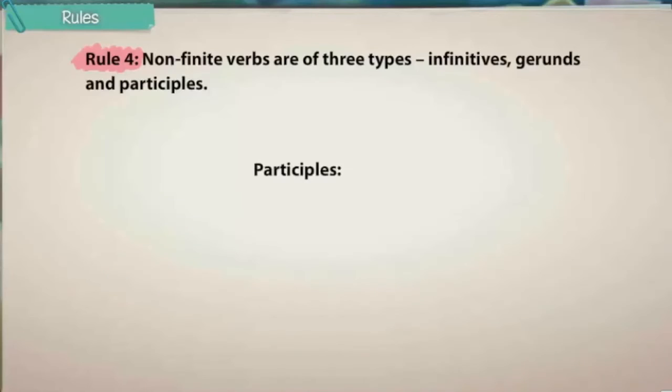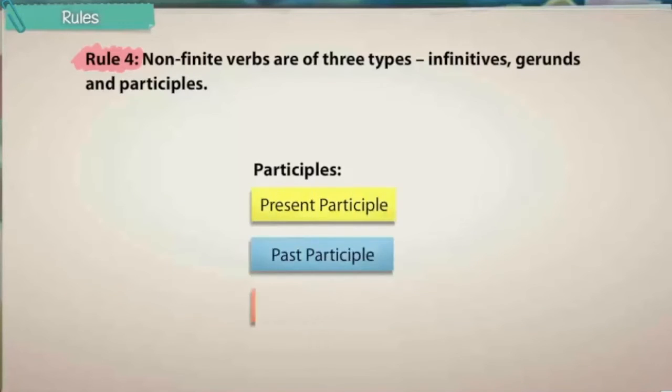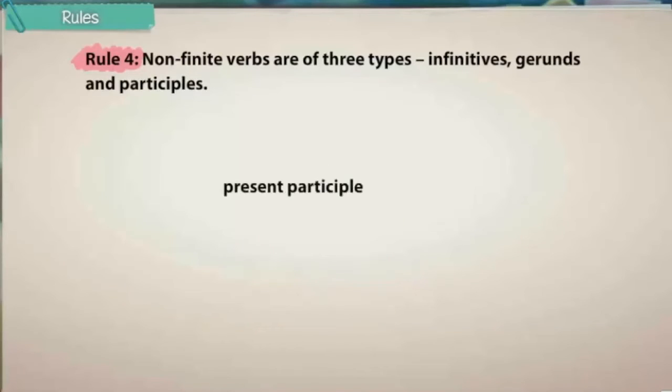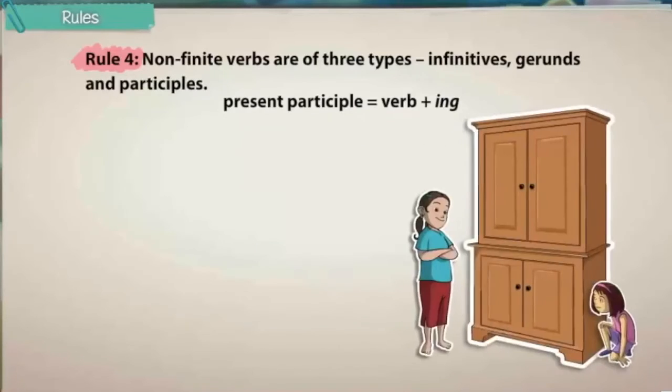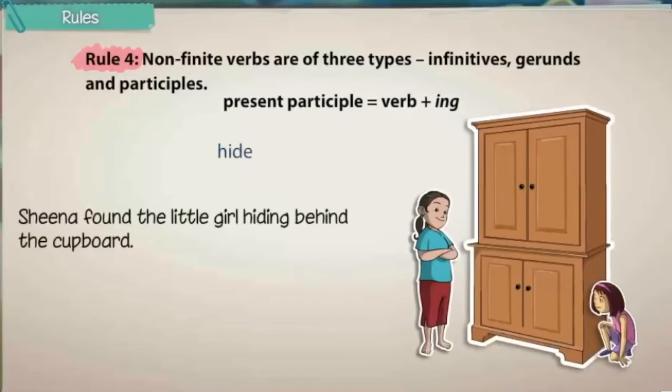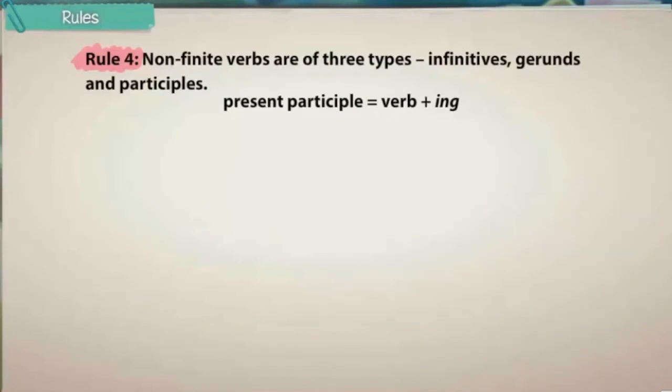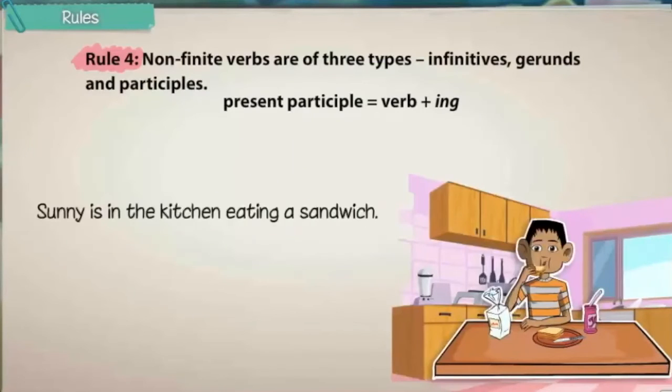Participles: present participle, past participle, perfect participle. Verb plus ing is the present participle. Hide plus ing. Sheena found the little girl hiding. Sunny is in the kitchen eating a sandwich. Eat plus ing. Present participle.